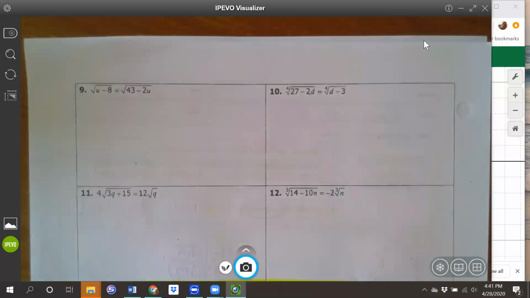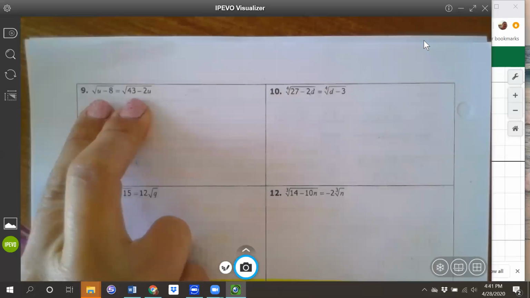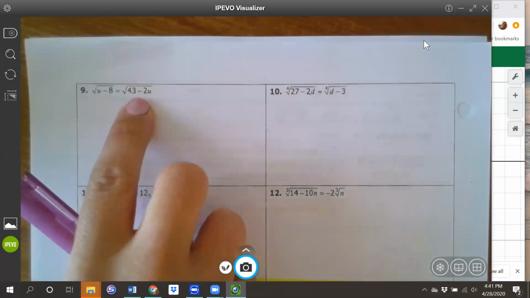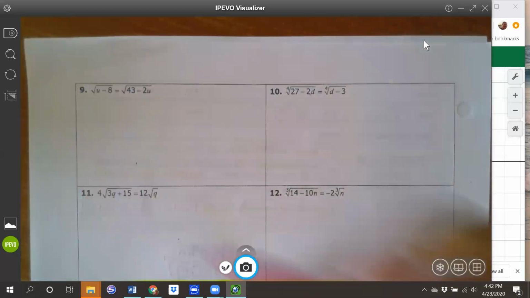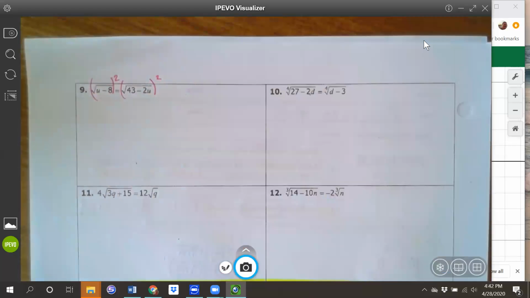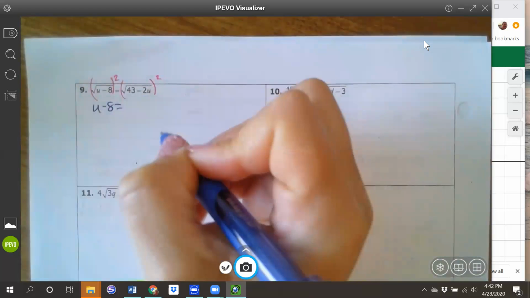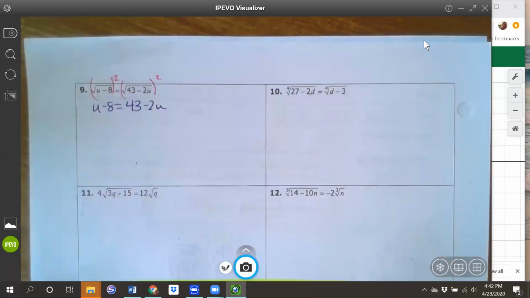Okay, so what the heck is different about number 9? Holy smokes, we have 2 square roots. Well, I've got one by itself here and I've got one by itself here, so we are in really good shape. How do I kill off those square roots? Square it. And you're going to find something really amazing happens. The square knocks out the square root here, u minus 8. And the square knocks out the square root here, 43 minus 2u.